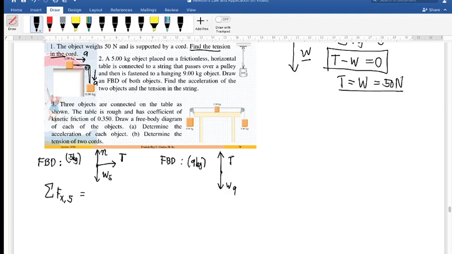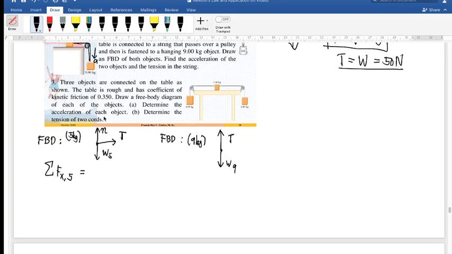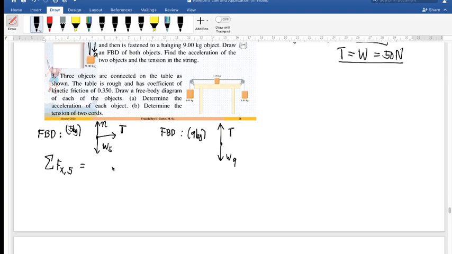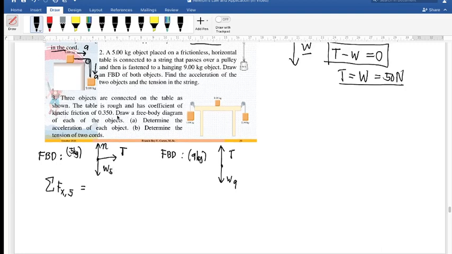Okay? Connected only. So remember also that your string is not stretchable, because if it were stretchable, the acceleration would be different, right? So it should not be stretchable, its length should be fixed so that they have the same acceleration. Okay? So we also have to indicate the motion of the object of the 5 kilogram.